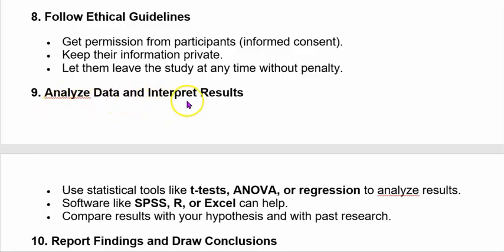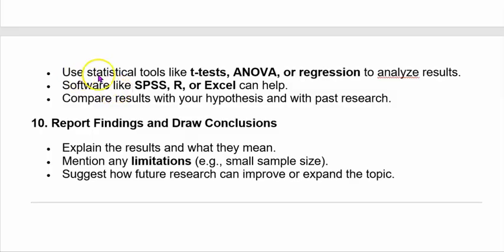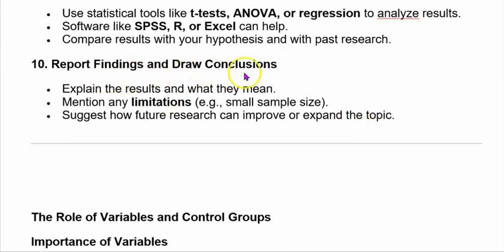9. Analyze data and interpret results. Use statistical tools like t-tests, ANOVA, or regression to analyze results. Software like SPSS, R, or Excel can help. Compare results with your hypothesis and with past research. 10. Report findings and draw conclusions. Explain the results and what they mean. Mention any limitations, such as small sample size. Suggest how future research can improve or expand the topic.